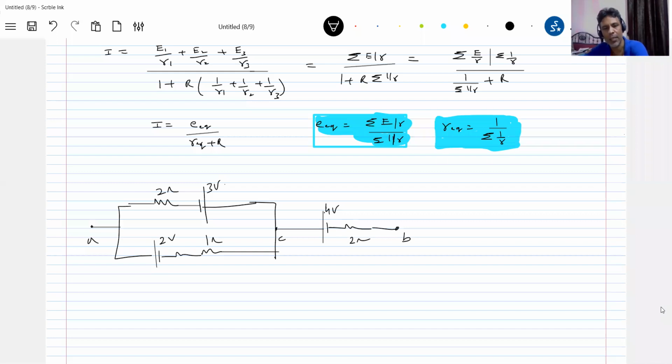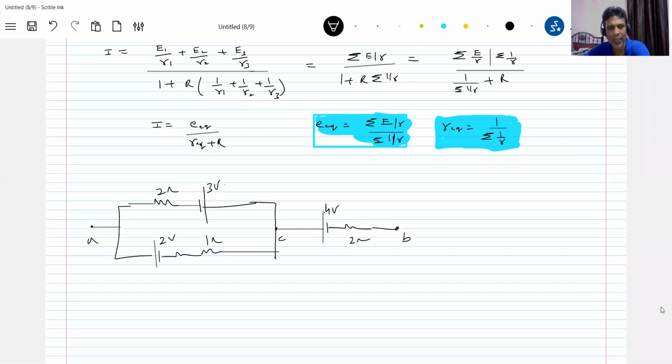Add up with the BC, that one. So first we'll go for replacement of equivalent EMF between AC. So here, now what is the biggest problem? Which one do you take as positive potential, and which one do you take as negative? So let me assume that C is positive and A is negative.